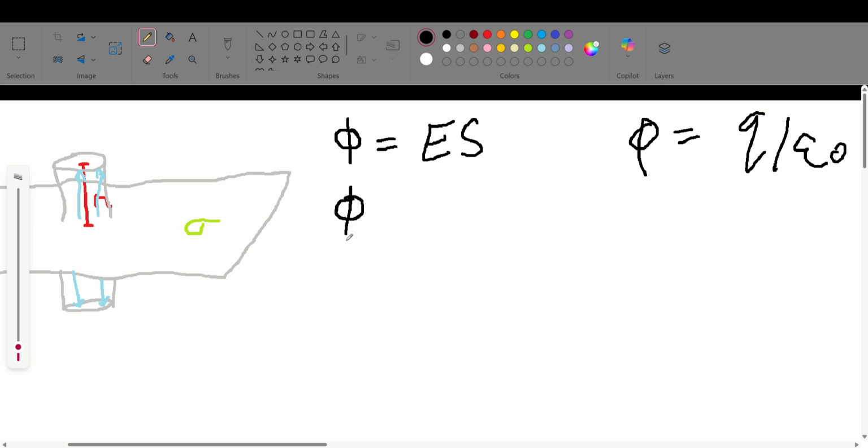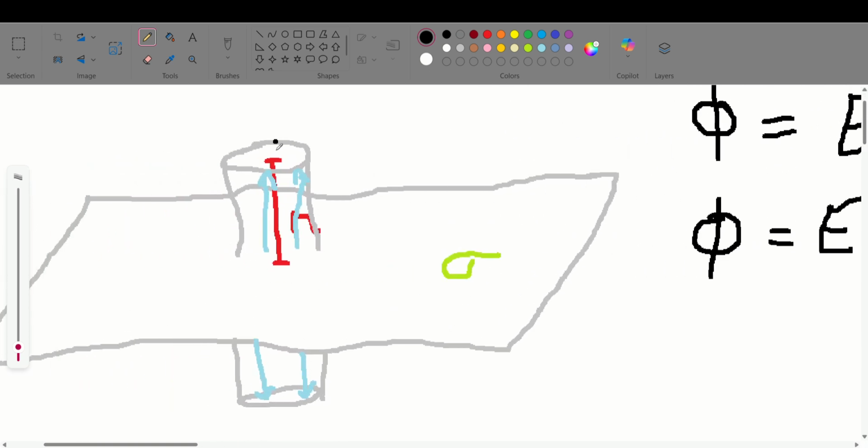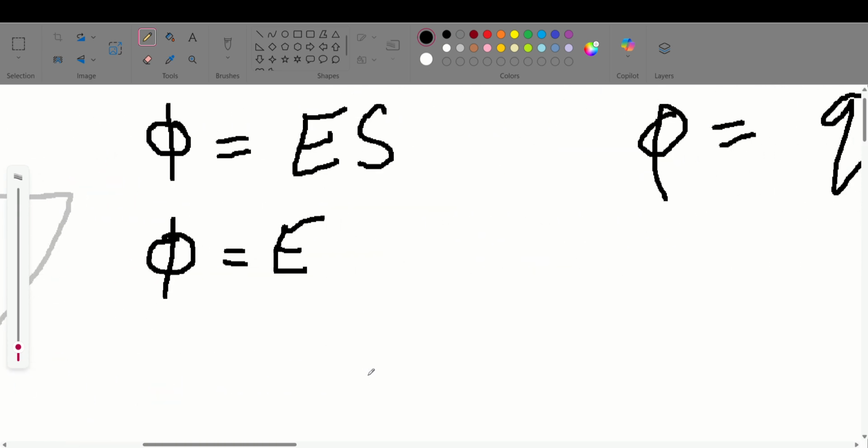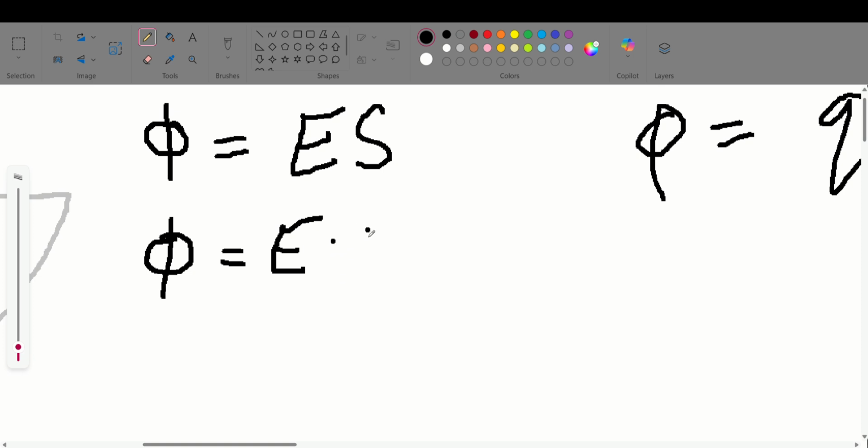What we're going to do is say that flux is equal to E times the surface area. Like I said, we are just considering the upper and lower surfaces, not the curved surface of the cylinder. The combined surface area of both surfaces is going to be 2 pi r squared. The upper surface is pi r squared and the lower surface is pi r squared, so combined they are 2 pi r squared. So flux is going to be E multiplied by 2 pi r squared.